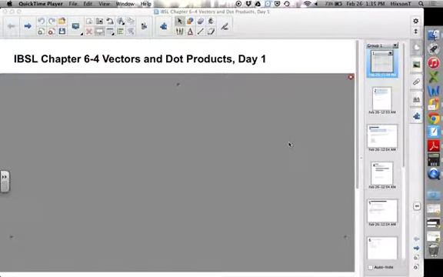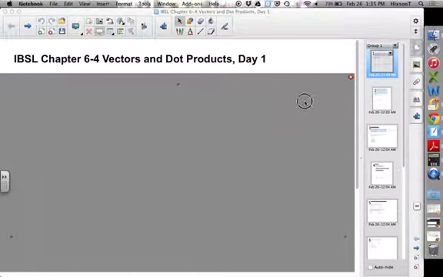Alright, so vectors and dot products. First thing that we want to do is define what a dot product is. Then we're going to look at some properties related to it, then how it's used, and the number one application that we're going to be developing here is finding the angle between vectors. So that's where we're building throughout the day here.